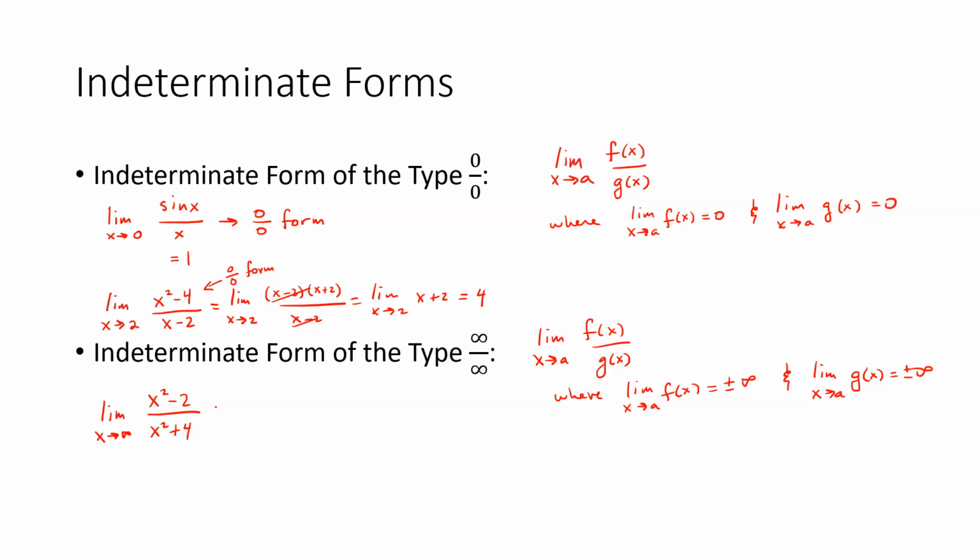Here we can manipulate this one algebraically, but we see it goes to infinity in the numerator and infinity in the denominator. The value of this can be found by just dividing out the x squared. Rewriting it in this form, as x goes to infinity, 2 over x squared goes to 0 and 4 over x squared goes to 0, so we're left with 1 minus 0 over 1 plus 0, so it's 1. But it started out in this infinity over infinity form.